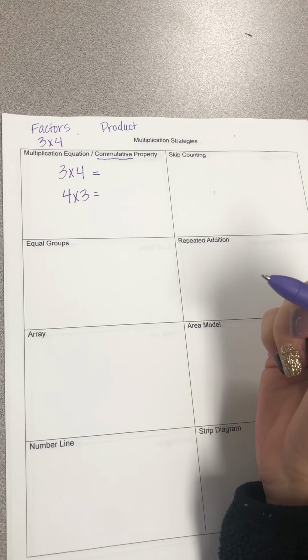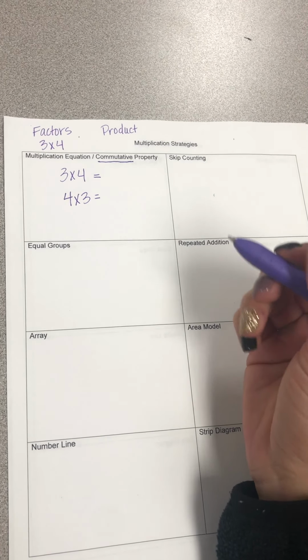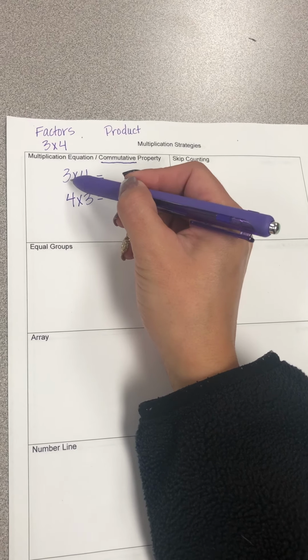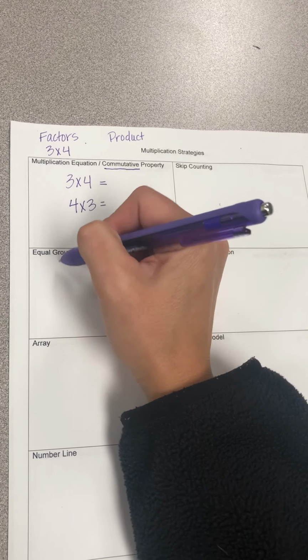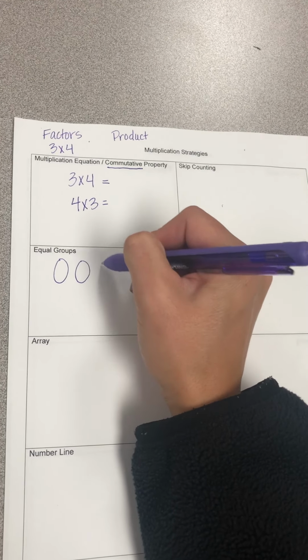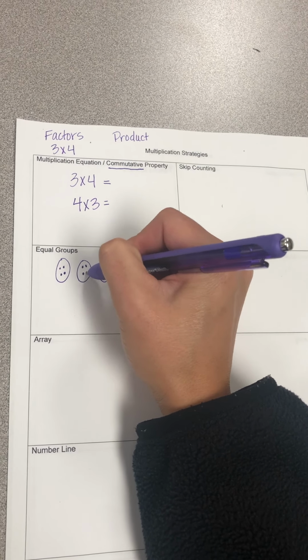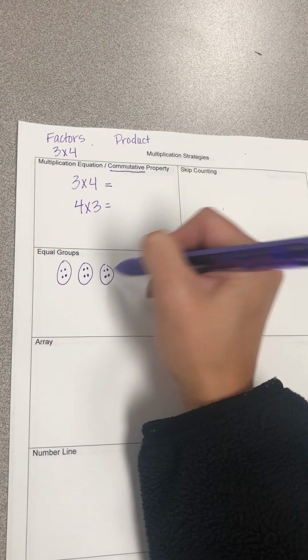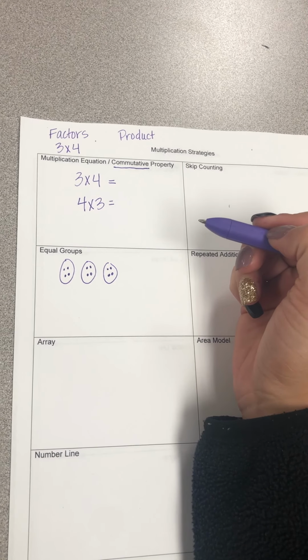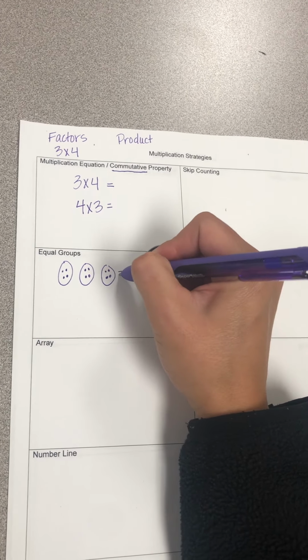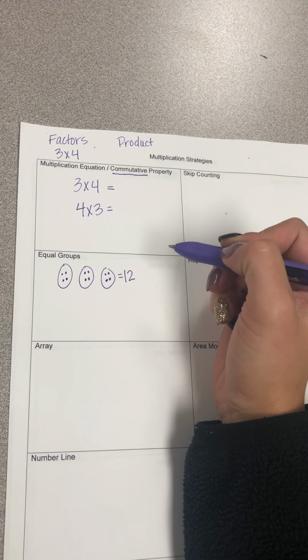The first one that we taught them how to do was equal groups. They're going to take 3 groups and put 4 dots in each one. It's going to look like this: 1, 2, 3, 4, 1, 2, 3, 4, 1, 2, 3, 4. Then they would go back and count how many dots are in each one, and they would find that their product is 12.